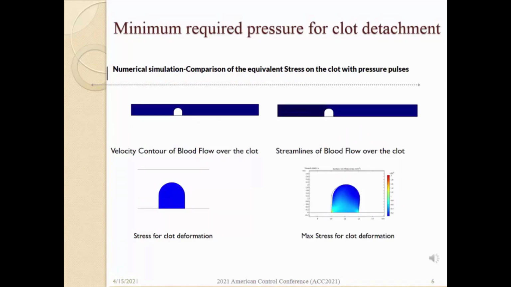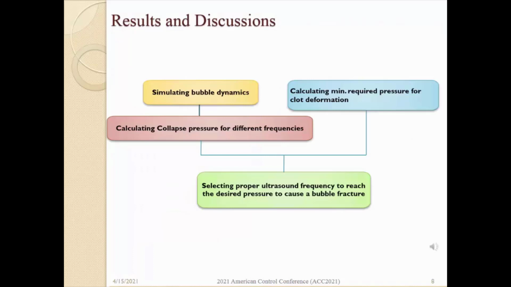For more clarification, we did some different simulations with different clot dimensions to have a better conclusion over comparison of the results. In this slide, you can see the velocity contour and streamlines of blood flow over the clot and also the total deformation of the clot in one of these simulations. After simulating bubble dynamics and calculating the minimum required pressure for clot deformation, we can select the proper ultrasound frequency to reach the desired pressure to cause a clot fracture.